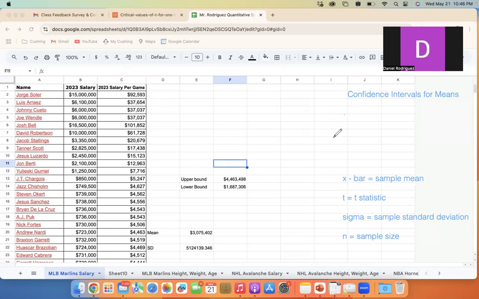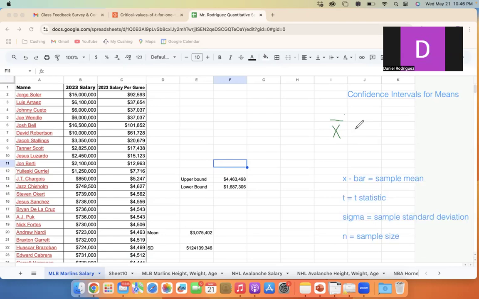What it starts with is taking the sample mean itself. So you ran a random sample, and maybe you collected the average height or the average salary or the average age of certain players. For me, I calculated the average salary. So my X bar is going to be the average salary that I got in my sample. That's going to be the center of my confidence interval.